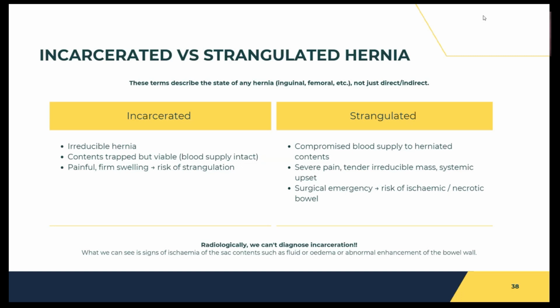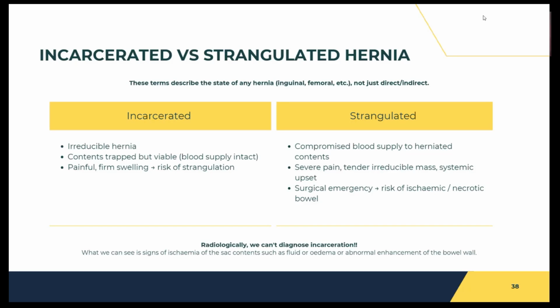So features may include a painful firm swelling and irreducible on examination. The skin is normally normal in color, and the patient may or may not have obstruction symptoms. So this can still progress to strangulation, so it does need a surgical review.